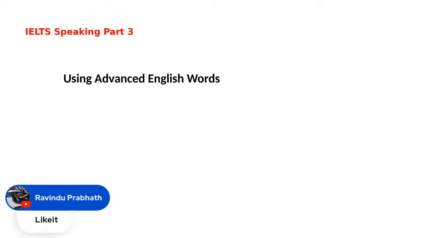Now, when it comes to using advanced English, to score well in the lexical resource criterion, you need to use a wide range of vocabulary. Here are some tips for incorporating advanced words into your speech. 1. Learn synonyms. Instead of repeating common words, learn synonyms. For example, instead of saying important, you could use crucial, vital, or significant.